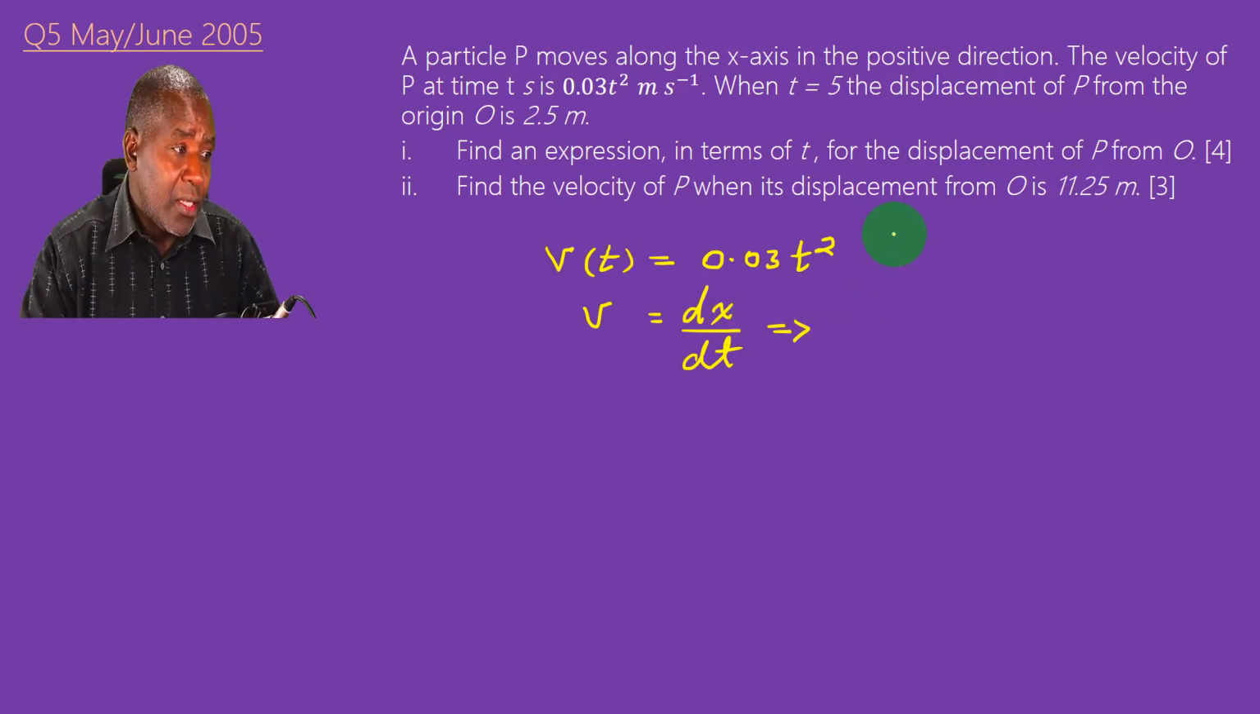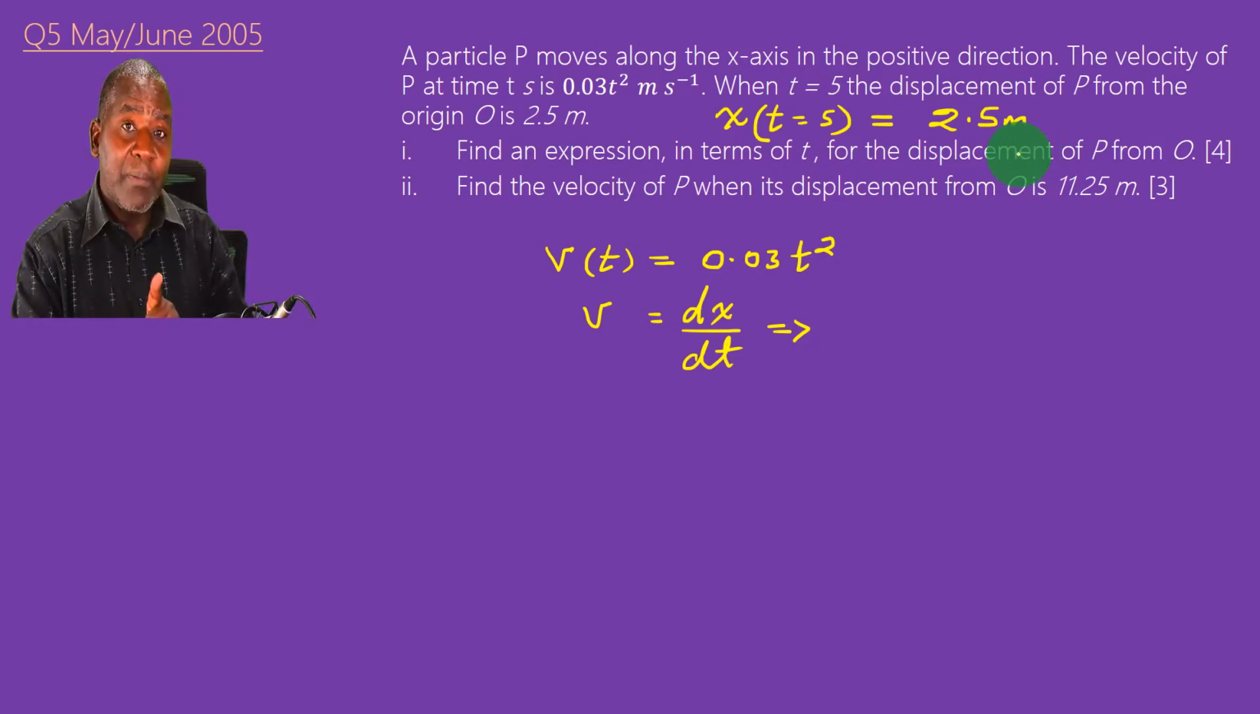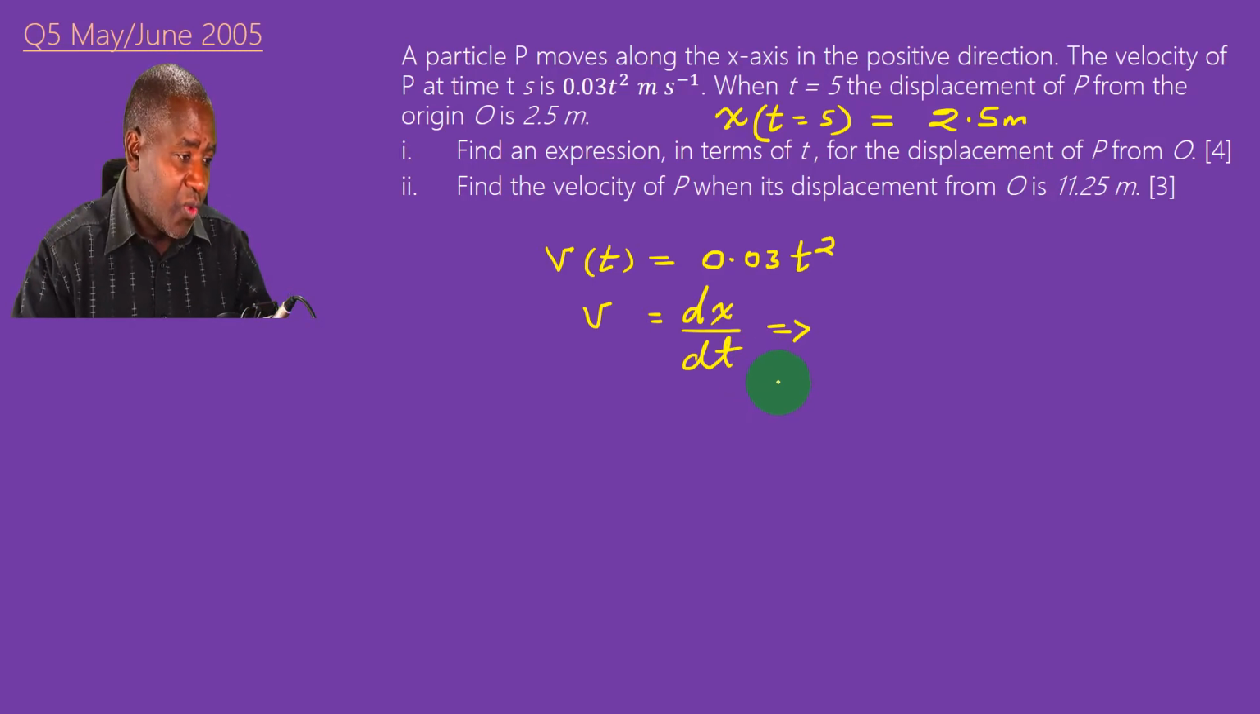We will need to know a method of how to calculate that. Let me look at the initial condition given. We are told that when t is equal to 5, the displacement of P from O is 2.5. That means x, when t is equal to 5, is 2.5 meters. This is the initial conditions. How does it help us to get the constant of integration? Just watch and see what happens here.